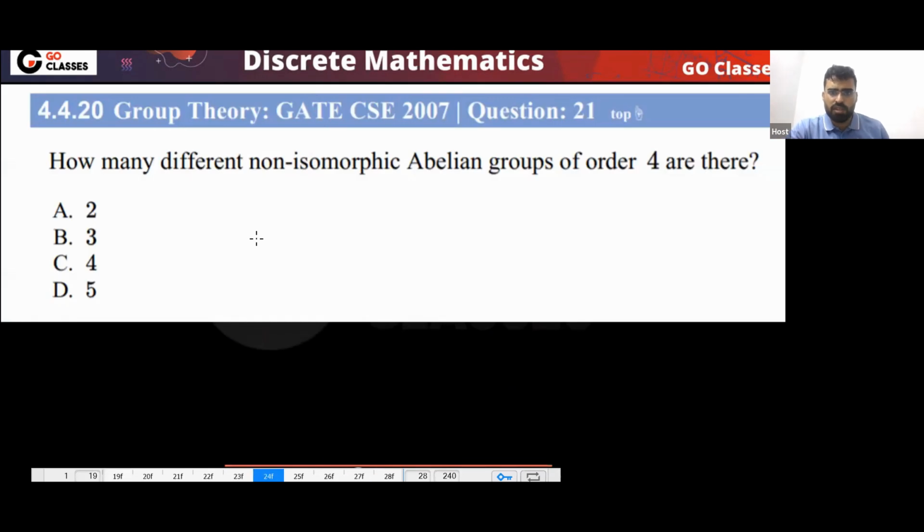Let's see this question. For this question, what will be the answer? How many different non-isomorphic abelian groups of order 4 you have? Okay, answer will be 2. And let me tell you one more thing. If I ask you only groups, how many non-isomorphic groups you have, then also answer will be 2. If I ask you abelian group, then also answer 2.